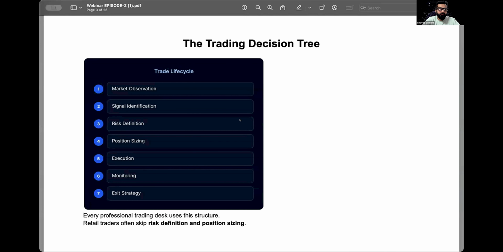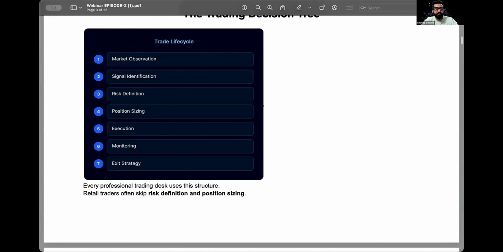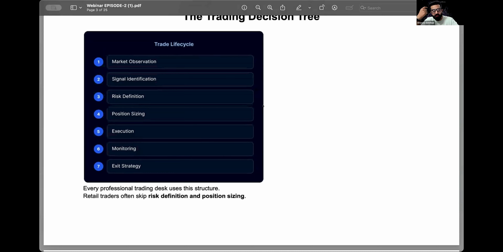Okay, we understand the trade life cycle first, from market observation. Before placing a trade, before getting into the trade, a professional trading desk uses structure, and retail traders often skip various strategies or life cycle processes which are very essential. Starting with market observation, or you can say the market survey, a basic idea about market prediction, which retail traders lack, but which is very apt, very accurate, and to the point with professional traders.